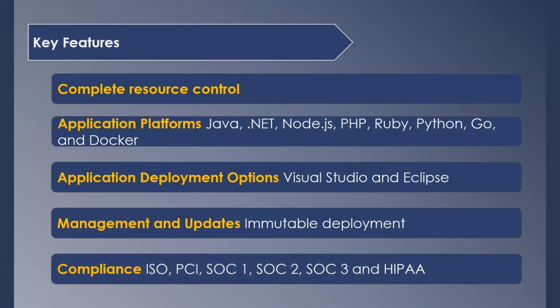It follows the list of compliance criteria mentioned here like ISO, PCI, SOC, and HIPAA, which enables you to run applications which process financial and protected health data without any additional work from your side. So those were some of the key features of Elastic Beanstalk.